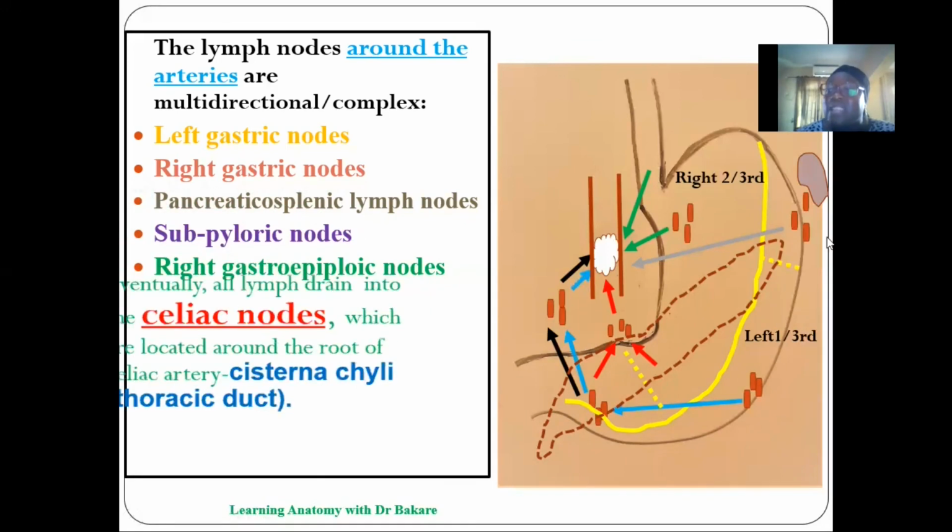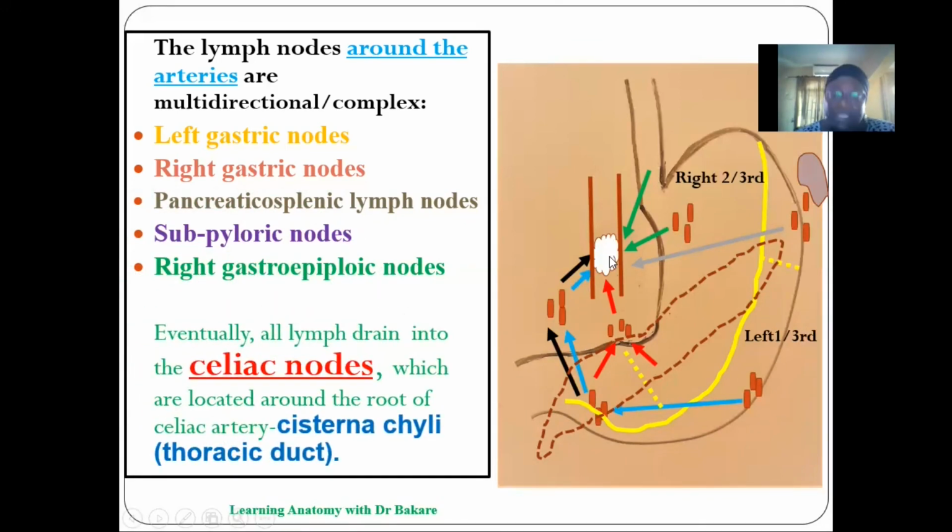All this drainage, we said, is collected into the celiac lymph nodes, which is like the final collection point of the lymph draining the different regions of the stomach. As they are collected into the celiac nodes, which is located around, of course, the celiac artery, this is then emptied into the cisterna chyli, which is the expanded part of the thoracic duct. From there, it empties into the thoracic duct. From the thoracic duct, it is then returned back into the venous blood. So that is how the drainage occurs.